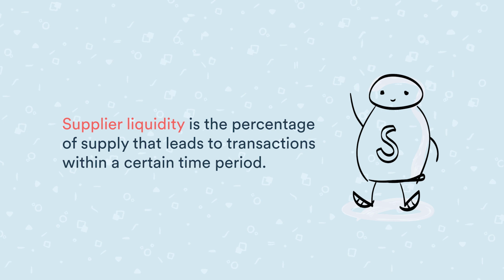Supplier liquidity is the percentage of supply that leads to a transaction within a certain time period. For example, on Etsy, it could be the proportion of total stock sold in a month. On Airbnb, it's how big a proportion of all properties have guests each night.